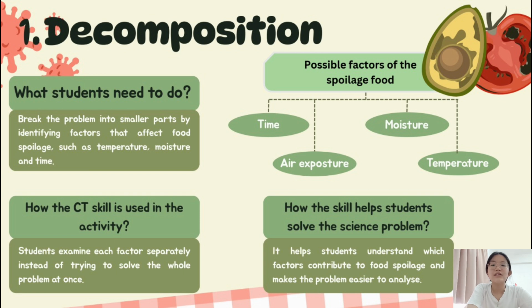So students need to break the problem into smaller parts by identifying factors that affect food spoilage, such as temperature, time, and so on. So students can examine each factor separately instead of trying to solve the whole problem at once. It will help students understand which factors contribute to food spoilage and make the problem easier to analyze.